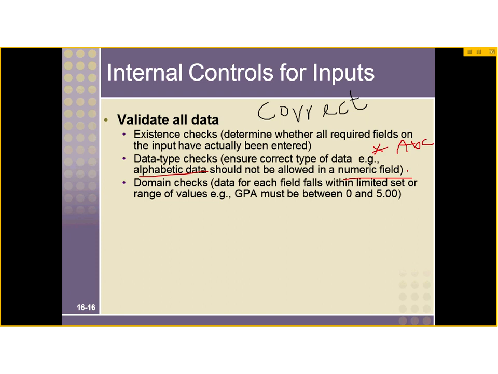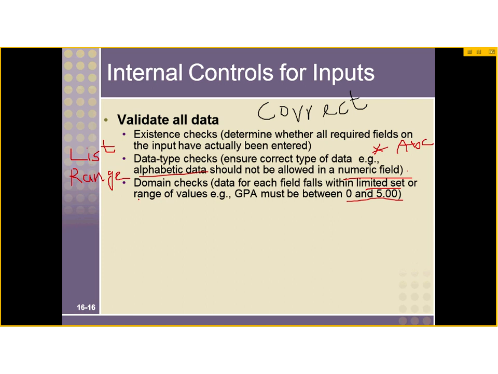The second is data type check. We have discussed in the database design as well that the data type check will ensure that the type of data entered is correct. For example, alphabetic data should not be allowed in a numeric field. Like if there's a GPA field, the user should not be able to enter ABC, right?